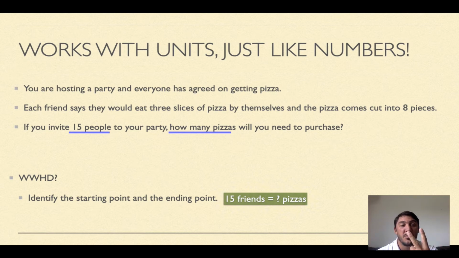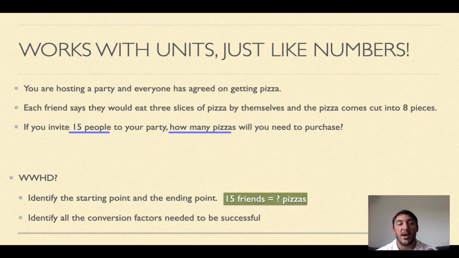Step number 2 is you want to identify all the conversion factors needed to be successful. So we can look in the problem for contextual clues as to other conversion factors. Now, conversion factors don't always have to be measurement equalities, like 5,280 feet equals 1 mile. We can look in this problem, and they gave us a ratio or fraction or equality.